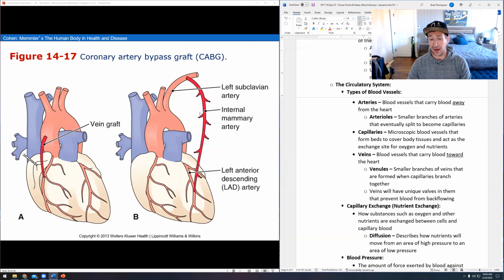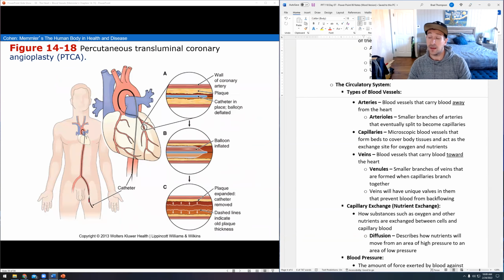Sometimes they'll do a coronary bypass. If you have a lack of blood flow, they'll move a different artery over there to allow that to happen. Sometimes they'll need to clear out the plaque. So what they'll do is they'll fill it with a little balloon here, and then that pushes all the plaque away and opens up the vessel again.